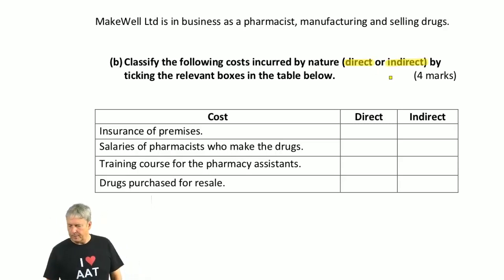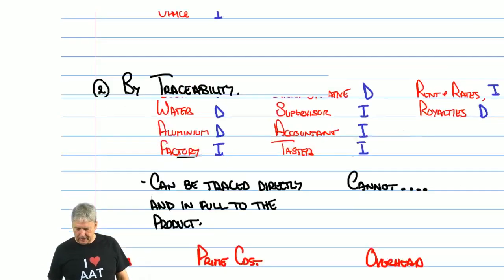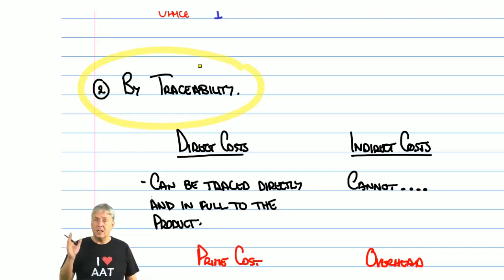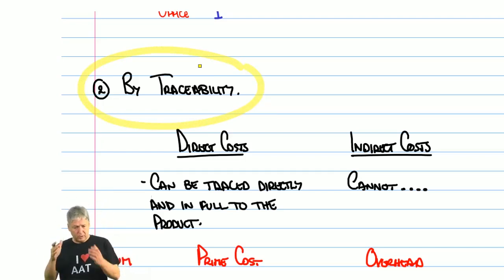Now, if you remember, when we talked about direct and indirect, we talked about traceability, which is the name I wanted to give to my daughter when she was born. I thought it was a fantastic name. What do you think? Traceability? Yeah, my wife felt very much the same.